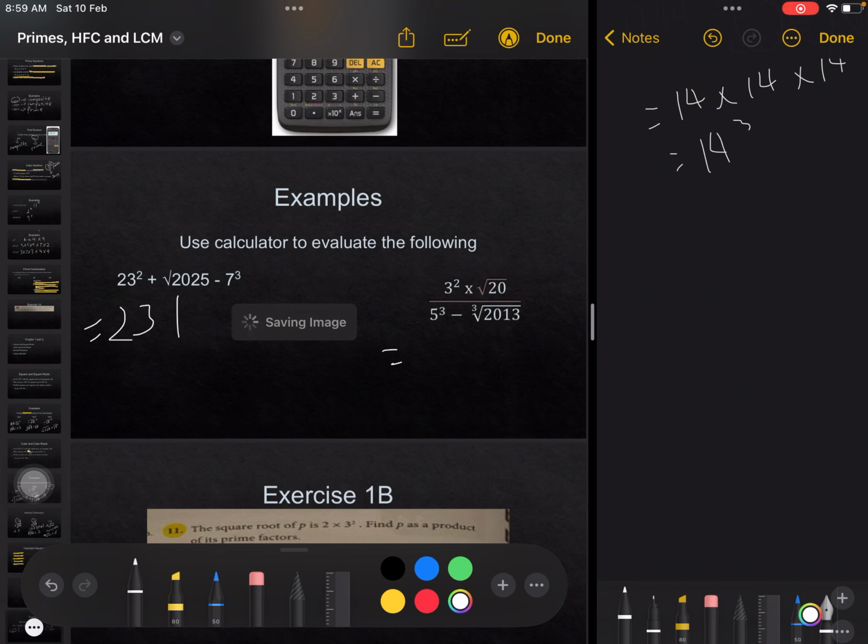3 to the power 2 times square root 20. Okay, 5 power 3 minus cube root 2013. Okay, so I have 0.358. Okay, round off to 3SF. So for math, usually if the question never specify how many significant figures or decimal places you round off, you give 3SF.